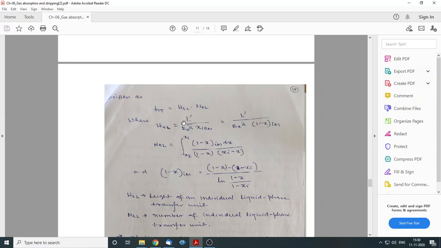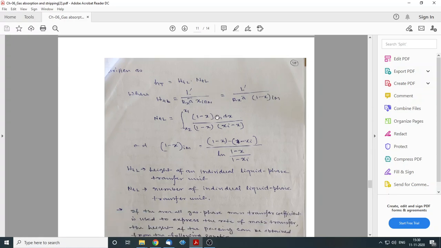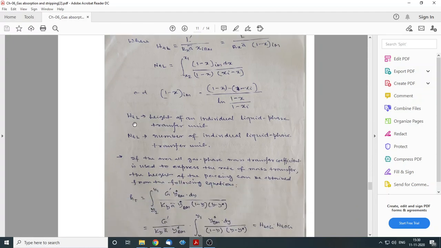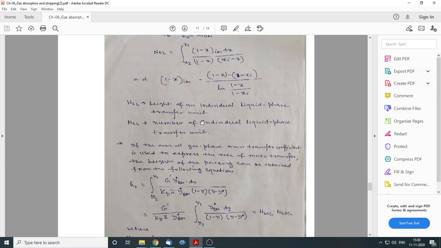So what is HTL? It is L dash over k dash A bar times (1 minus x) i m. And NTL will be the integral of (1 minus x) i m dx over (1 minus x)(x i minus x). So that equation comes this way. So HTL is the height of an individual liquid phase transfer unit, and NTL is the number of individual liquid phase transfer units.